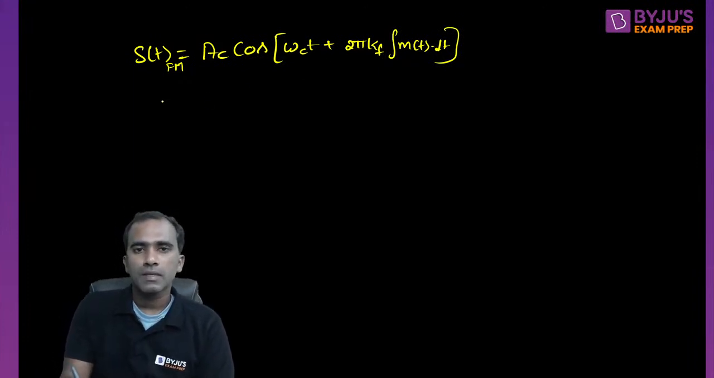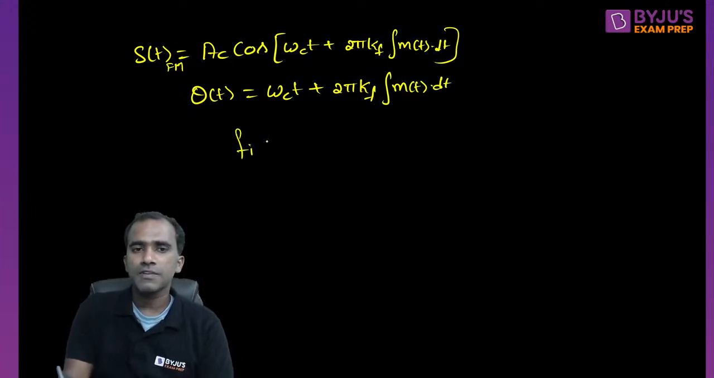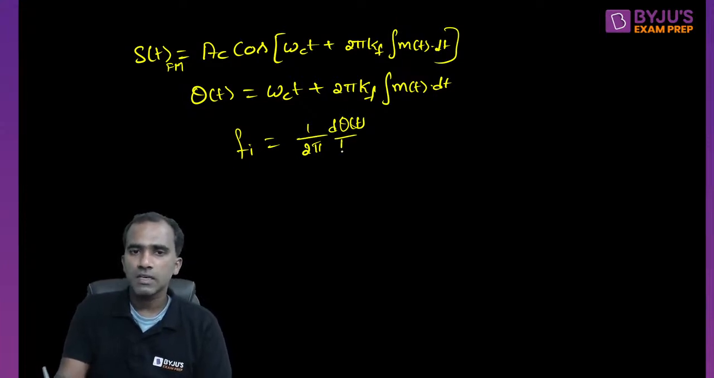Okay, right. Now the angle here is theta of t, the angle of the signal, which is omega ct plus 2 pi kf times the integration of m of t dt. So this is the angle, and if you want to find the instantaneous frequency, you can find it using the angle, using the general relation for sinusoidal signals. If you know the angle of a sinusoidal signal and want to find its instantaneous frequency, this is the relation you can use for any sinusoidal signal.